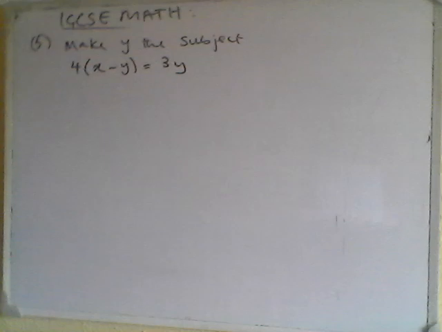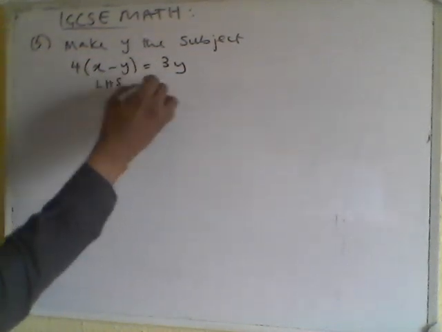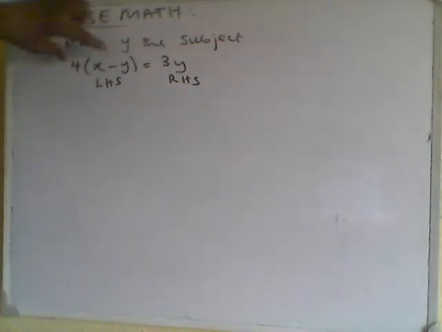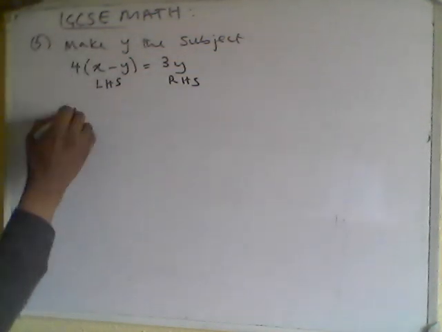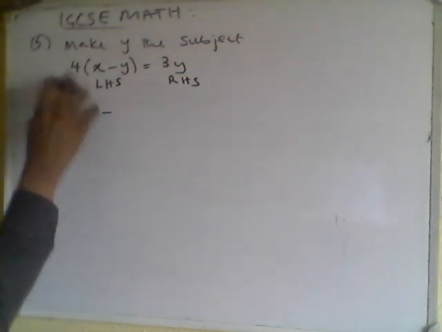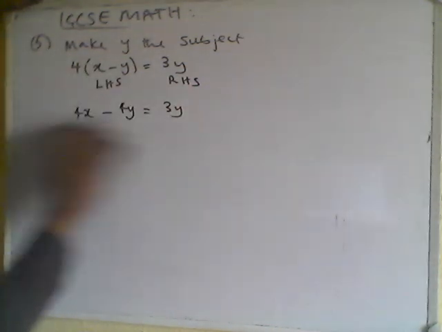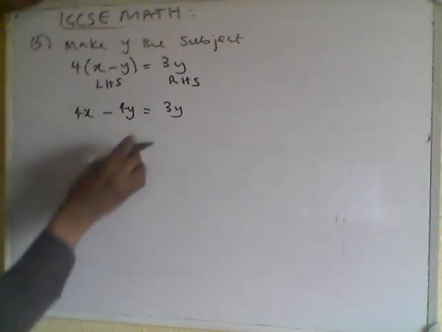But the first thing we do is to expand the left. This is the left hand side and right hand side, right? So the first thing we do is to expand the left. Expansion means to take what is outside and multiply by each of these terms, still retaining the operation in the middle. So 4 times x is 4x, then minus 4 times y is 4y, equals 3y. What I've done here is to expand this, so I can have 3 separate terms, 1, 2, 3.